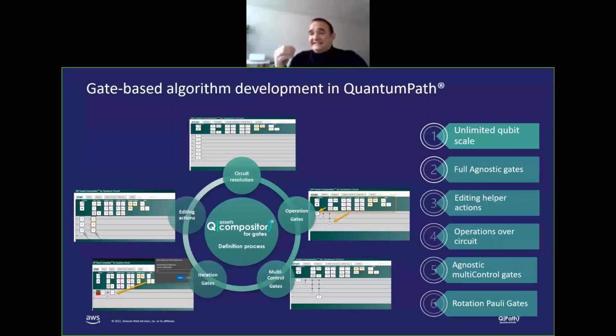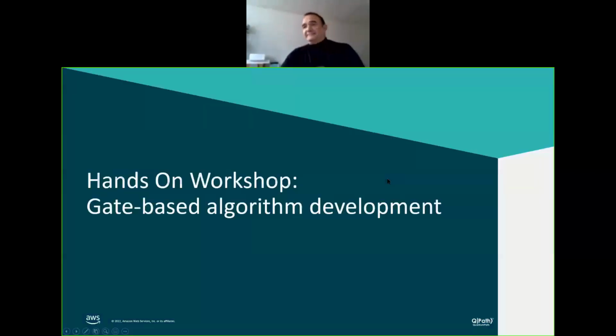Today, there are machines that you can only set up, for example, a Toffoli gate or CNOT gate, which only support this condition. But in our platform, we support the multi-control gate in an agnostic way, so it's amazing. And of course, the rotation Pauli gates, if you want to create your own gates to create some complex problems.